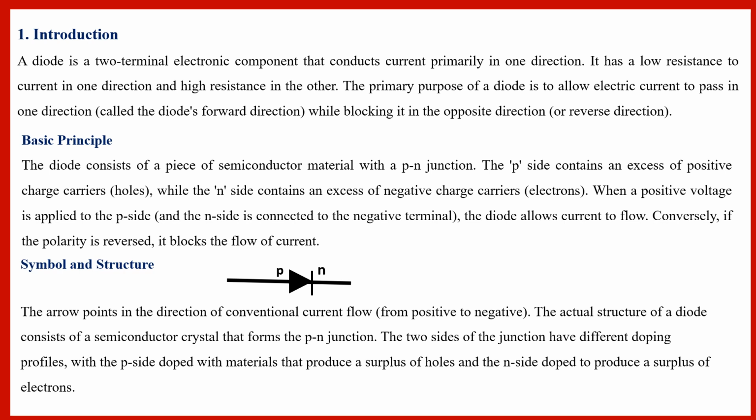The principle of a diode is that a crystal diode is a piece of semiconductor material with a PN junction. The P side contains an excess of positive charge carriers, while the N side contains an excess of negative charge carriers. When a positive voltage is applied to the P side and the N side is connected to the negative terminal, the diode allows the current to flow. Conversely, if the polarity is reversed, it blocks the flow of current.